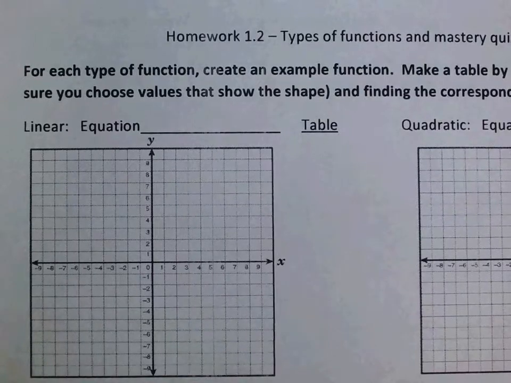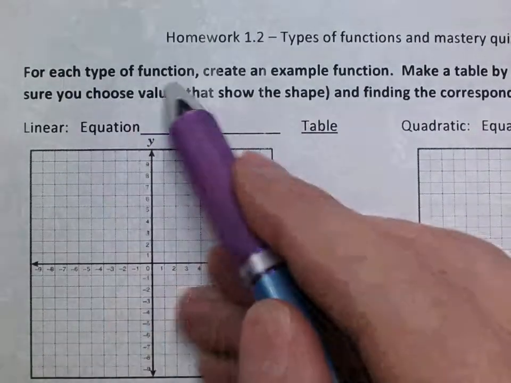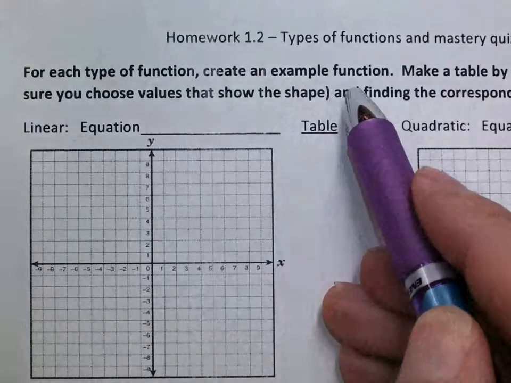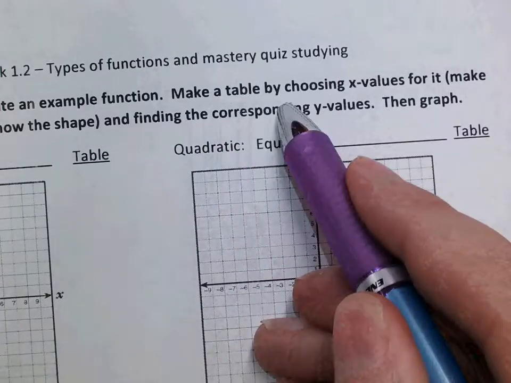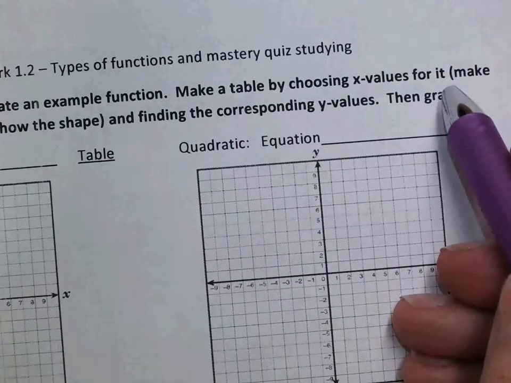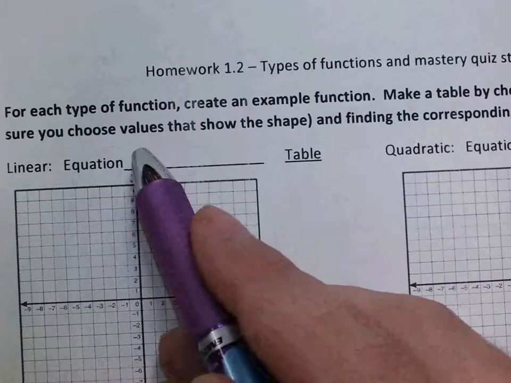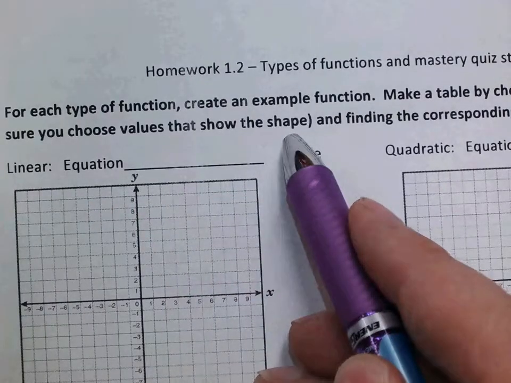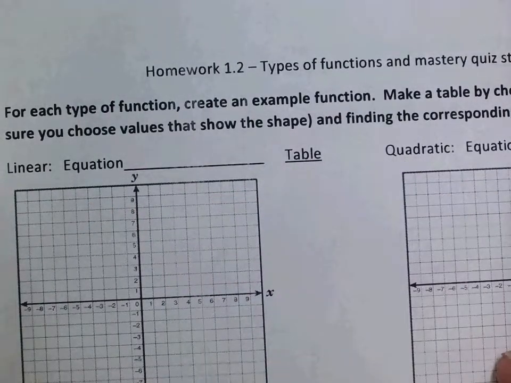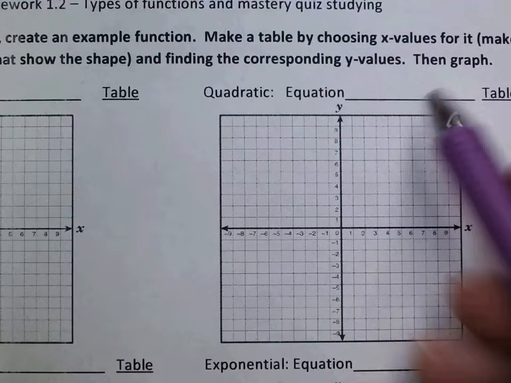In homework 1.2, you're asked to, for each type of function, create an example function. It also asks you to make a table by choosing x values for it, and making sure you choose x values that show the shape, finding the corresponding y values, and then we're going to graph it.